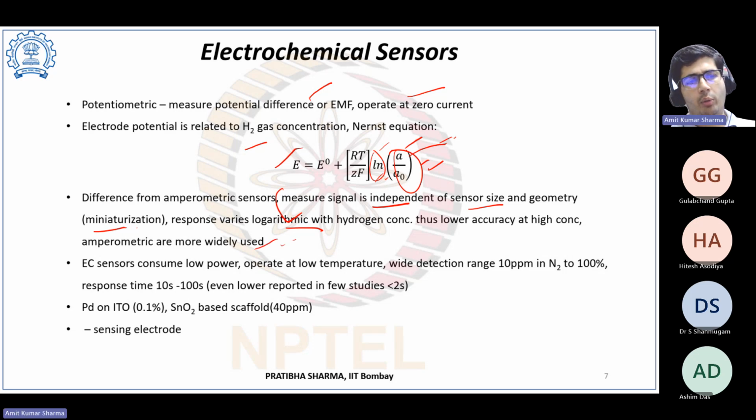Electrochemical sensors consume low power, operate at low temperature, and have a wide detection range, 10 ppm in nitrogen to 100%. Response time is 10 seconds to 100 seconds. Even lower reported in a few studies, less than 2 seconds. Pd on ITO 0.1%, and SnO2 the best scaffold, 40 ppm.